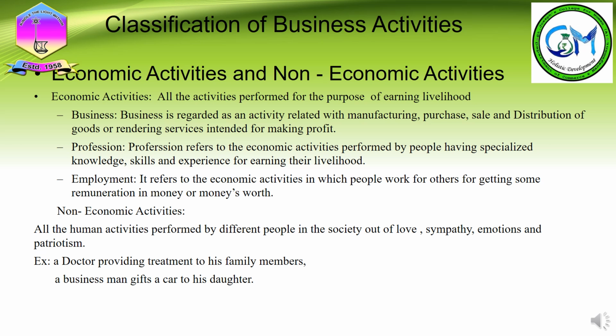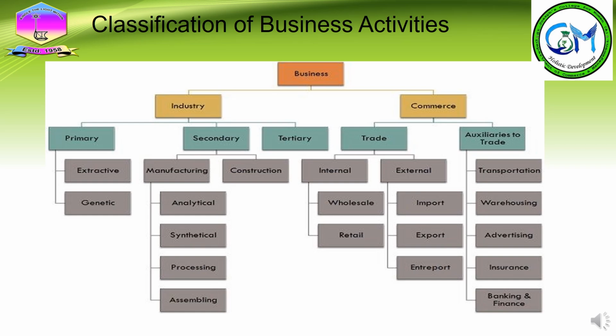All these things come under non-economic activities. Even your father or mother giving something to a son or daughter, if they bought a scooty for you, that also comes under non-economic activity only. A businessman giving a car to his daughter is also a non-economic activity. In this way we can divide human activities into economic and non-economic activities. And these are the classification of the business activities.